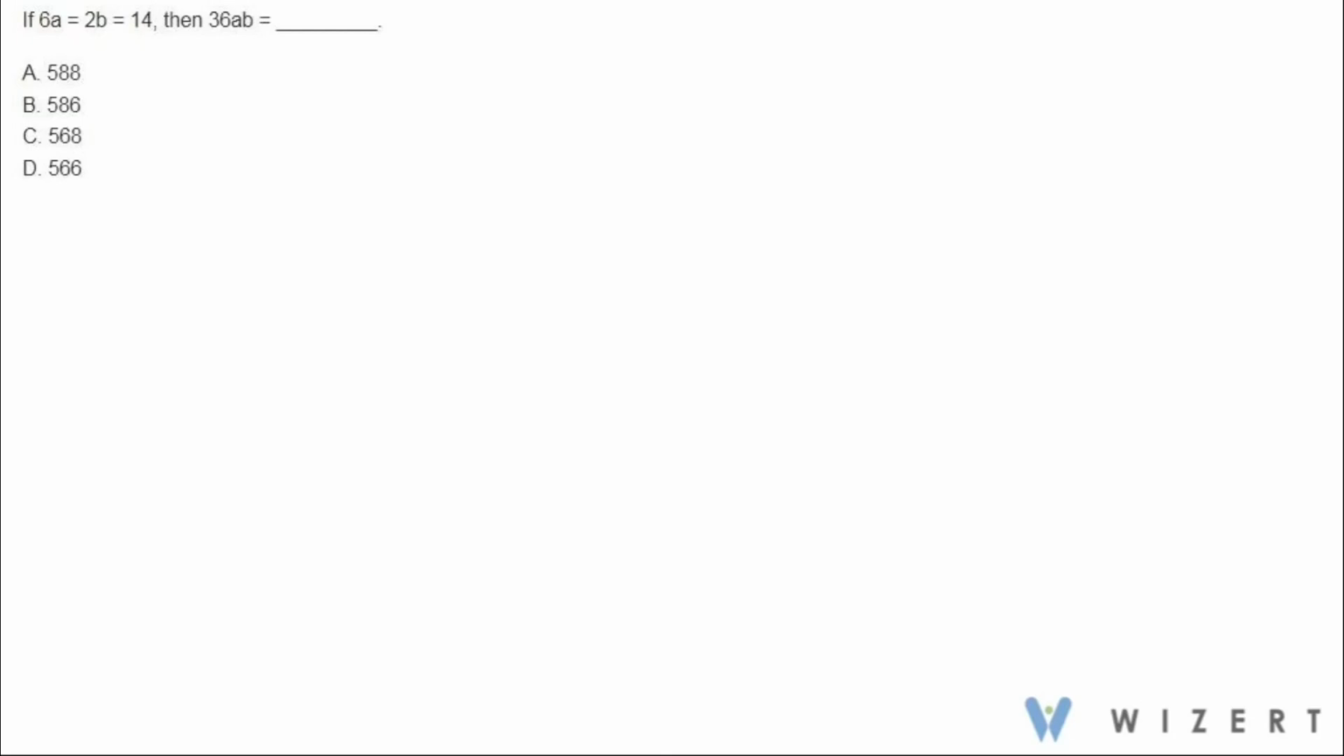We have this question here. If 6a equal to 2b equal to 14, then 36ab will be. So let's start with 36ab. This can be written as 6a multiplied by 2b multiplied by 3. And since 6a equal to 2b equal to 14, we have 14 multiplied by 14 multiplied by 3.